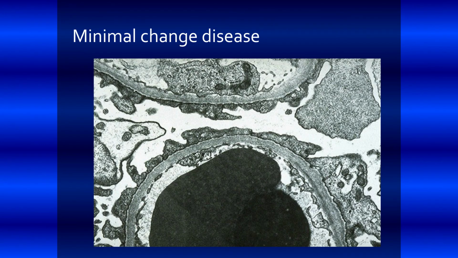So minimal change disease, it's so called because it looks normal on light microscopy, but clearly it's not normal, and you can see here on electron microscopy extensive foot process effacement due to the collapse of the podocytes, which then results in the torrential proteinuria that we associate with this.